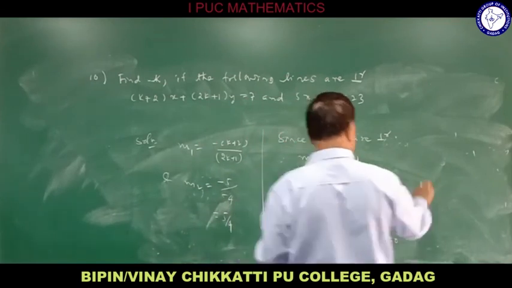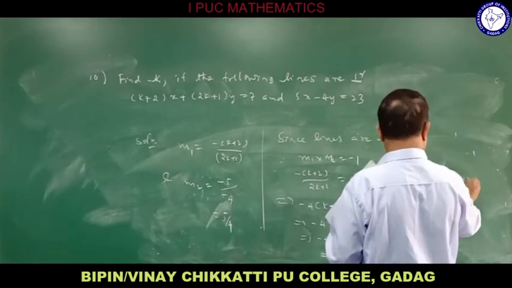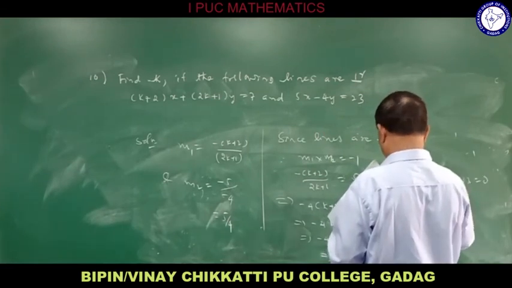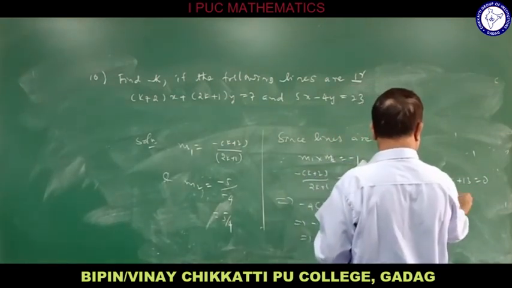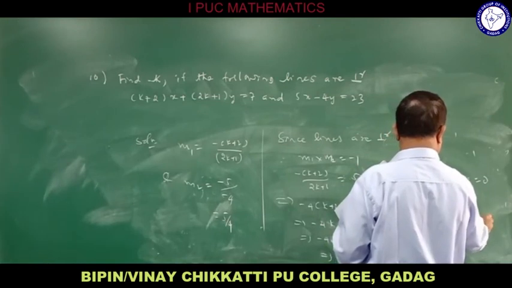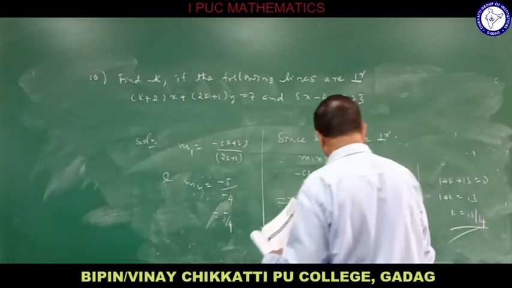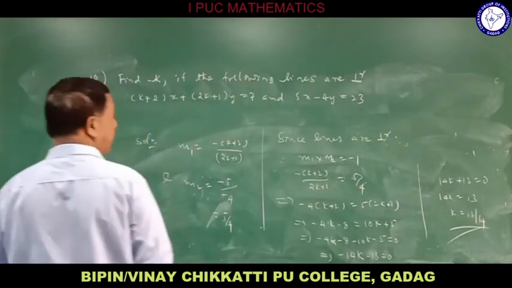Multiplying both sides by a negative sign, 14K plus 13 is equal to 0, so 14K is equal to minus 13, and K is equal to minus 13 by 14. This is the way you can find the value of K according to the conditions.